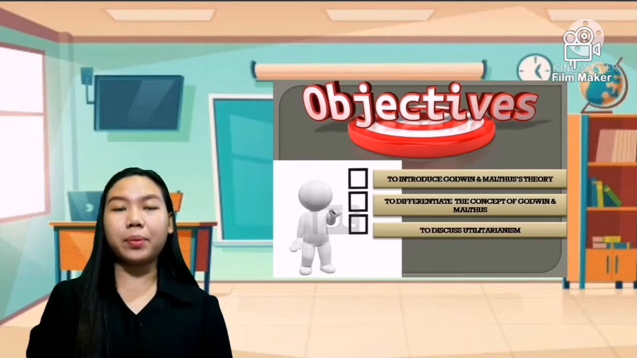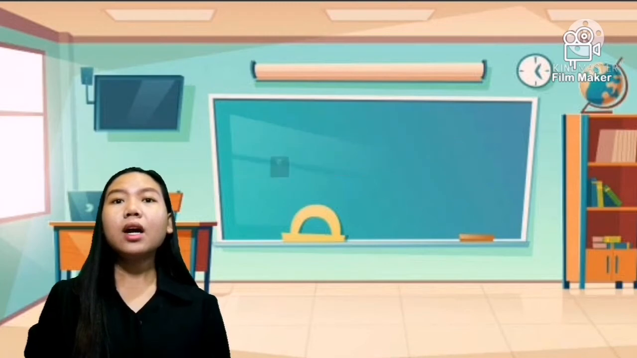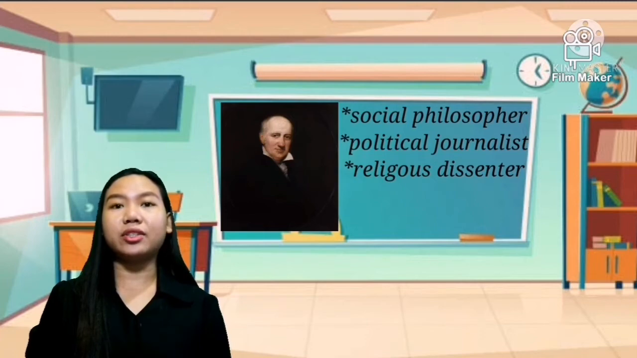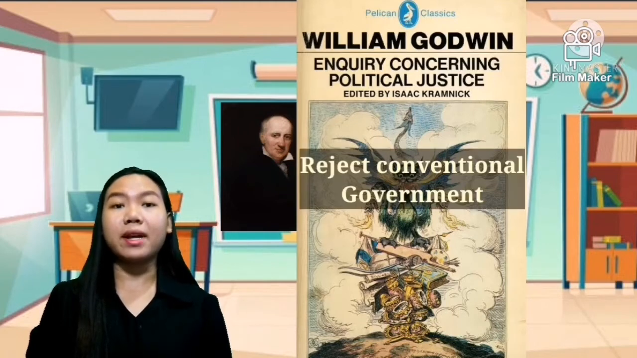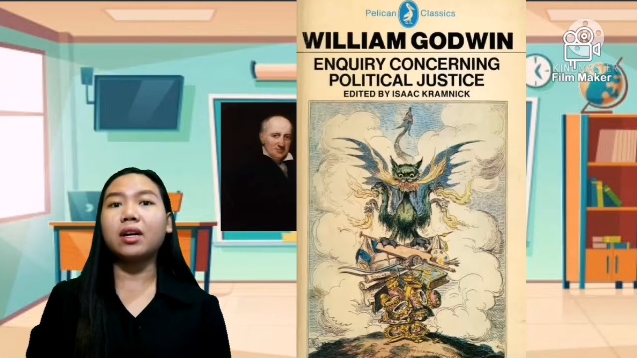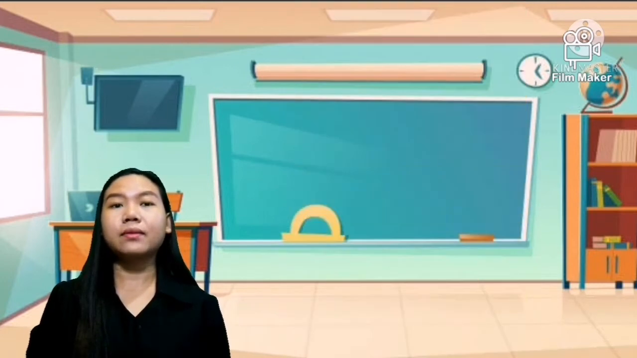Let's start with the first topic, Godwin and Malthus. So let me have a short introduction of these two. William Godwin was a social philosopher, political journalist, and religious dissenter. He is famous for his work entitled An Inquiry Concerning Political Justice and Its Influence on General Virtue and Happiness. The object of his report was to reject conventional government. So in this sense, he's against the government and he wants to abolish the state because he believes in human perfectibility and rationality. And we will further discuss this later.